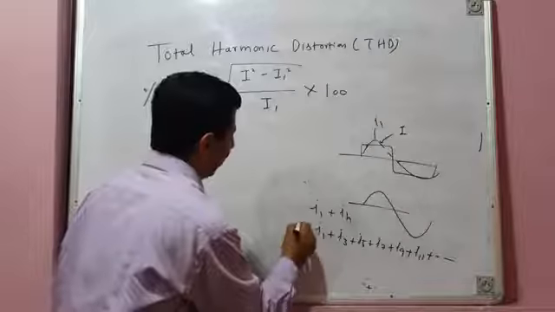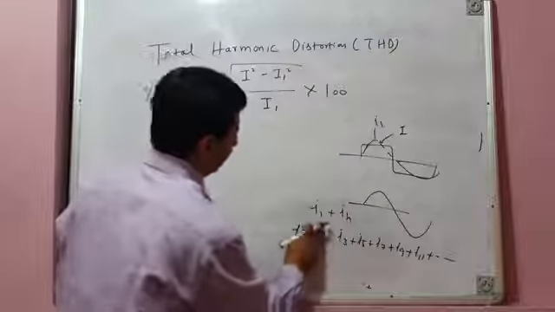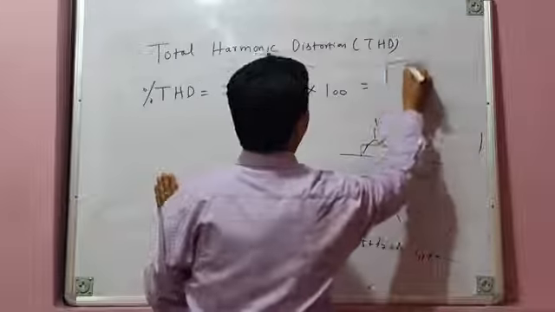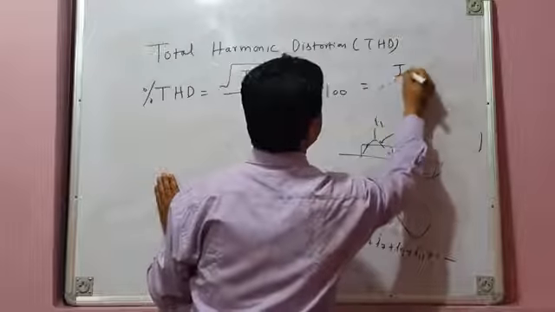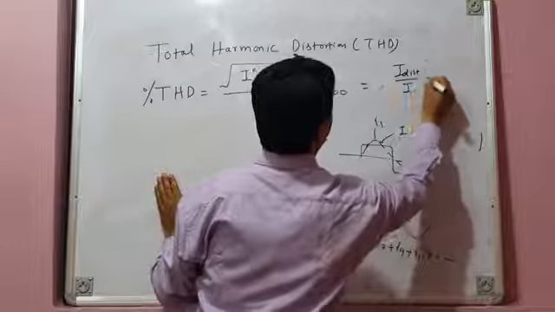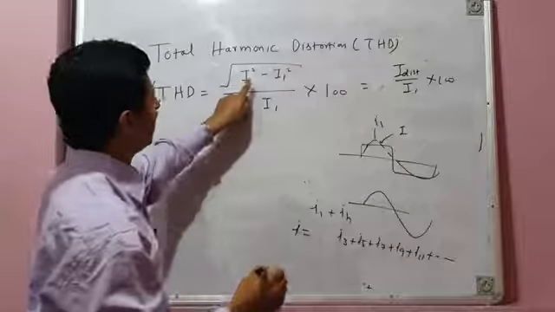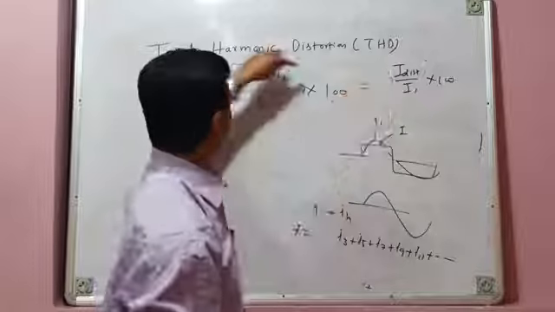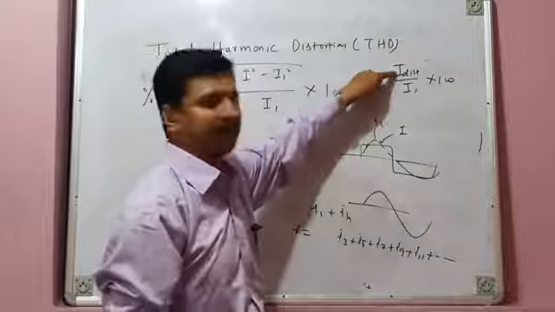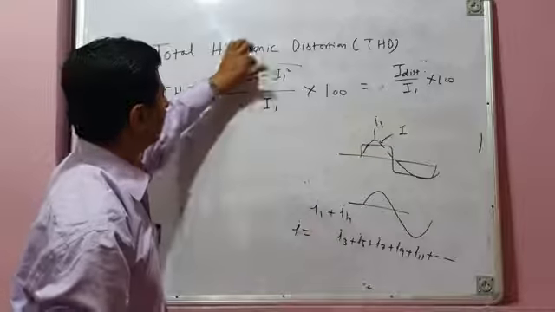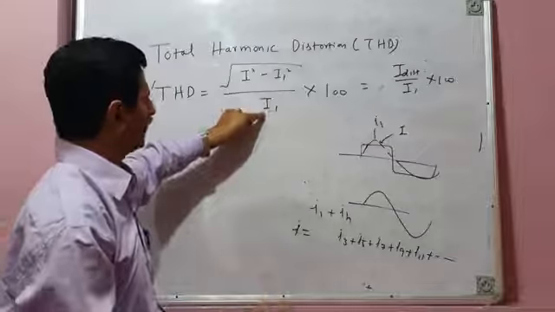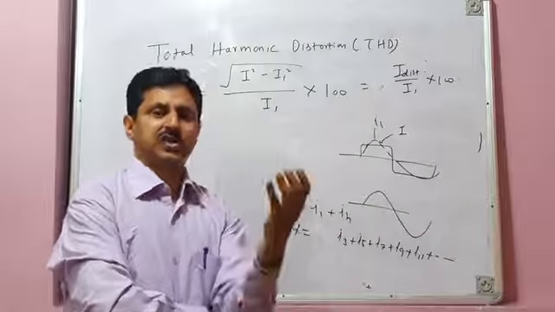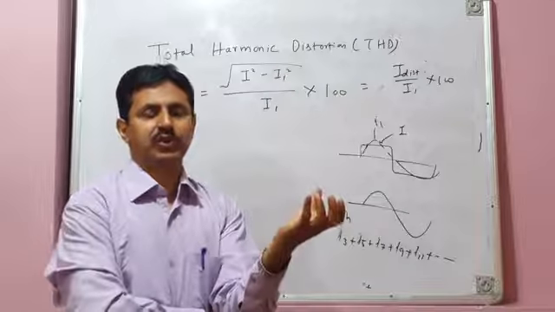So this is your I. If you subtract the fundamental from it, what is left? Only harmonics are left. So it is equal to under root of I square minus I1 square, that is the distorted current, divided by I1 into 100. When you subtract I1 you get only distortions, only harmonics. So distorted current as a percentage of the fundamental component will give you percentage THD, the level of distortion or harmonic pollution in the source current.